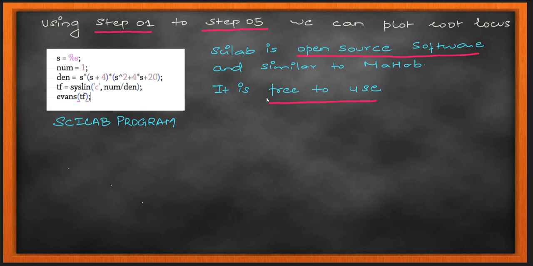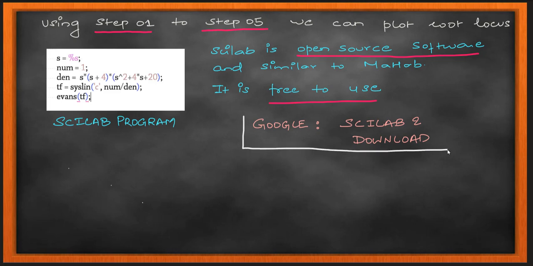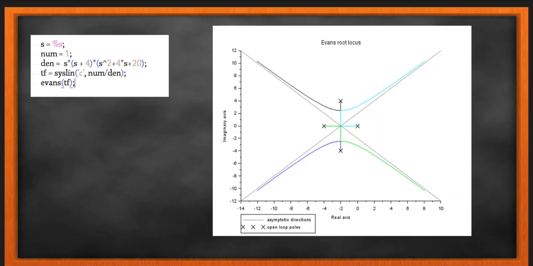Now for plotting, I'm going to use Scilab, because in the exam you are supposed to use the graph sheet and plot it; you cannot use a Scilab program to plot this. Scilab is open source software and free to use. You can download it, install it on your computer, and type this small paragraph of code on the left hand side, and you will see this root locus. This is what you will be seeing when you do this numerical.